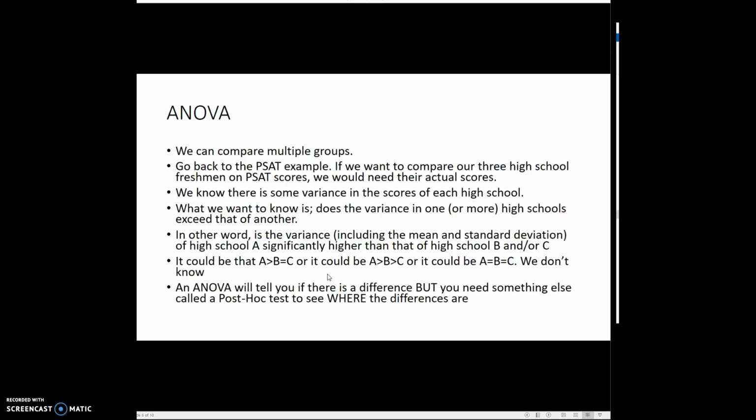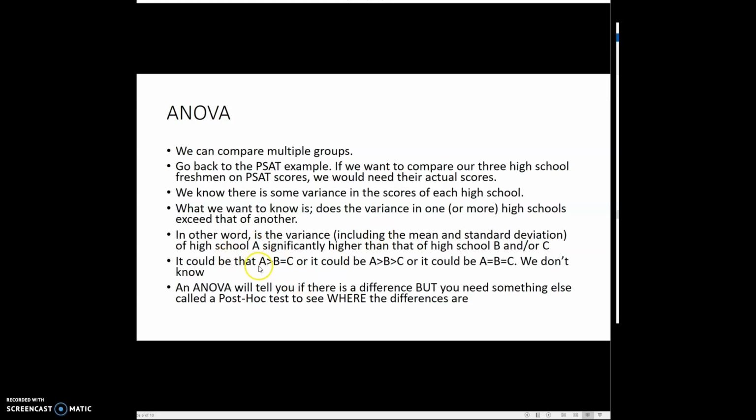Another example is something called an ANOVA, an analysis of variance. This is where we want to compare multiple groups. So let's go back to the PSAT scores. Let's say we want to compare our three high school freshman classes on PSAT scores. Again, we need to have their actual scores. We know there's some variance within the scores of each high school, but what we want to know is, does the variance in one or more high schools exceed that of the other? So there's variance within and there's variance between. We want to know if the variance between the high schools is greater than the variance within any one of the high schools.